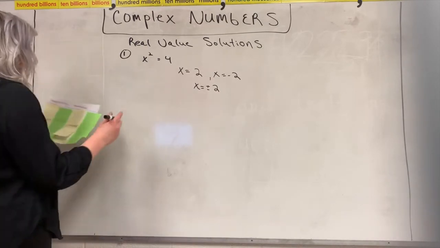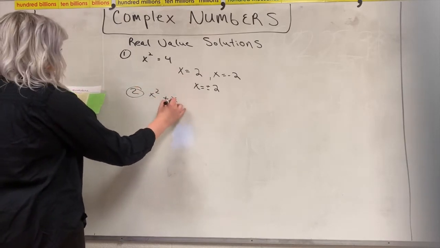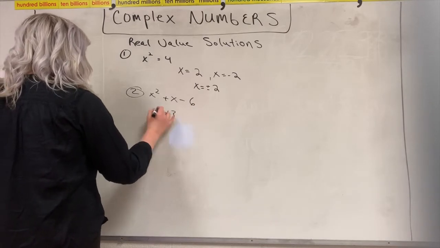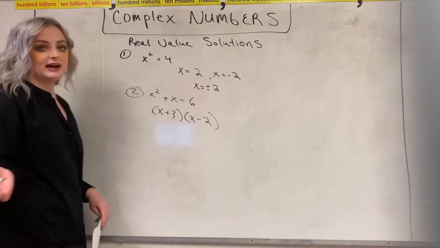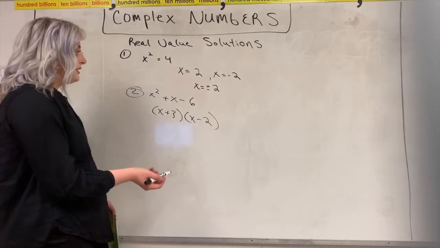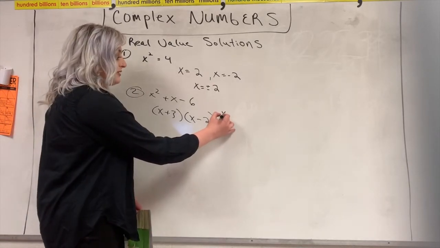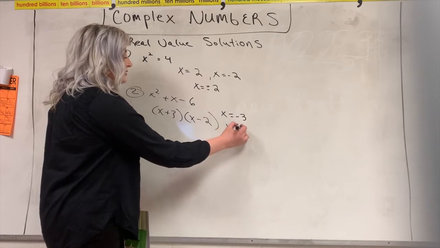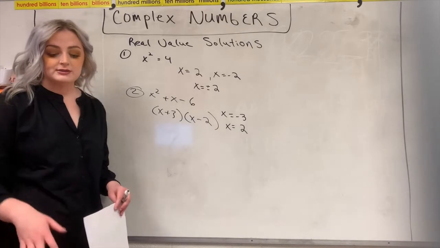Okay, and then let's do another example. So another example is x squared plus x minus 6. Well, we can factor this into x plus 3 and x minus 2. And we can check our factoring by expanding this. And so then we know that our two solutions to this, which are real value solutions, are x equals negative 3 and x equals 2. So those are two examples of ones that have real value solutions.